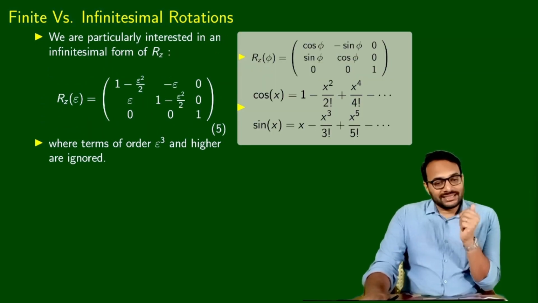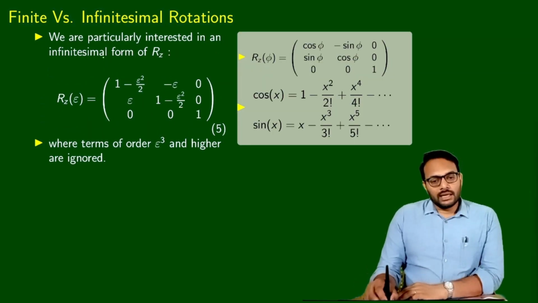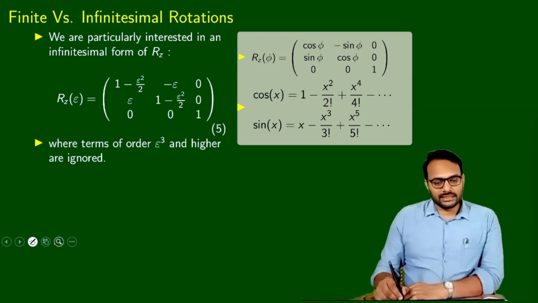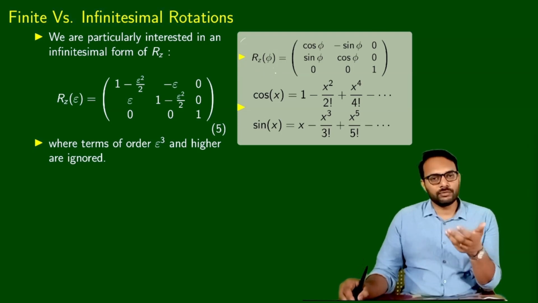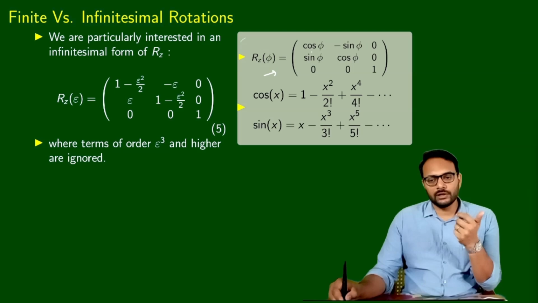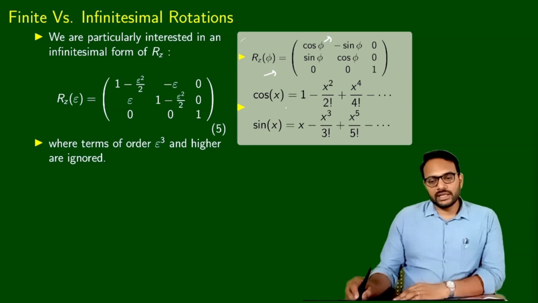Now what we are interested in is an infinitesimal form for Rz. We have the rotation matrix here about the z axis by an angle phi. This is the rotation matrix that we have just derived. We need an infinitesimal version of this. It means that we are looking for a version of this matrix when phi is very small. So for this we can use the expansion for cos x and sin x.